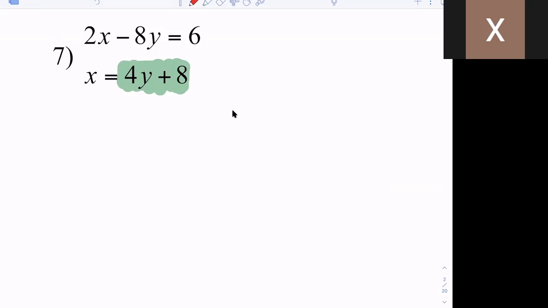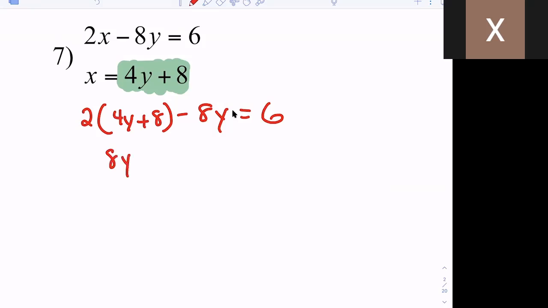So the next part of your question should be 2 open parentheses 4y plus 8 minus 8y equals 6. Any objections to that? Sienna, is that an issue? Angelina, how are we doing on that? Any issues? Now we're going to do what? Distribute. So that becomes 8y plus 16 minus 8y equals 6.